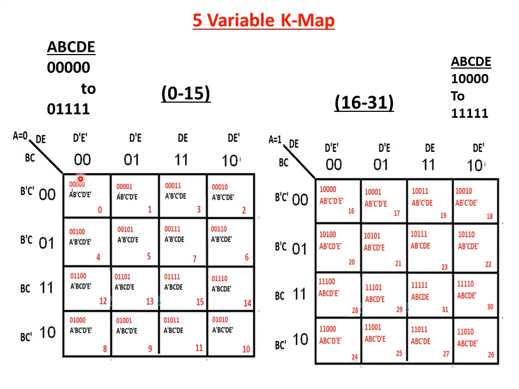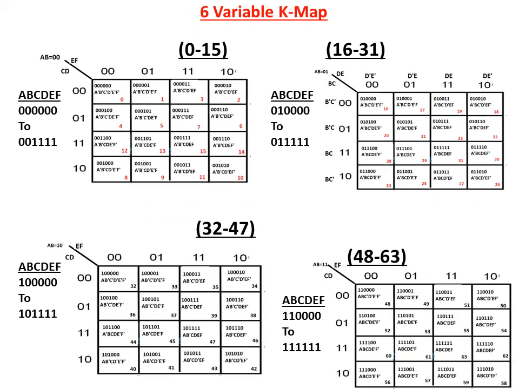The equivalent min terms and decimals are represented in each cell. For the first K-map, the equivalent min terms, binaries, decimals are given in each cell. So 0 to 15 is represented for first K-map and 16 to 31 is represented for second K-map. The 6 variable K-map. 2 power 6 is equal to 64. So 0 to 63 cells are used here.